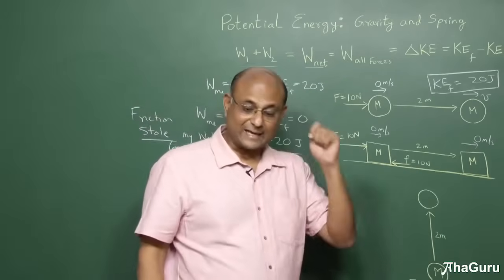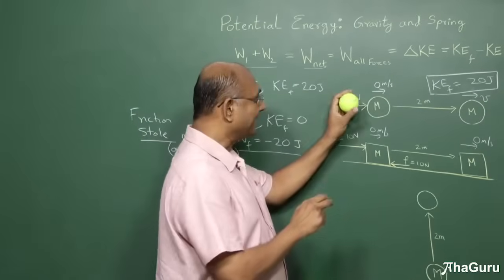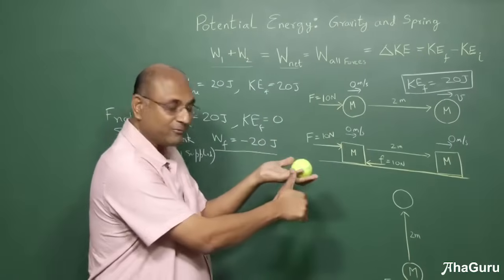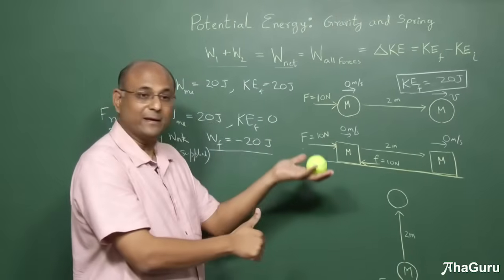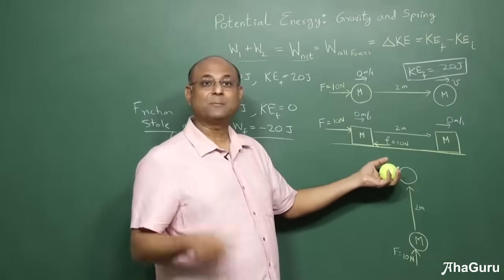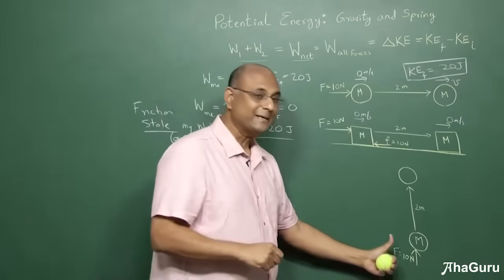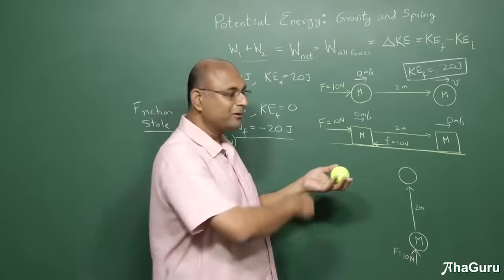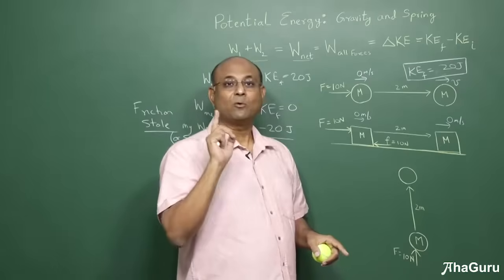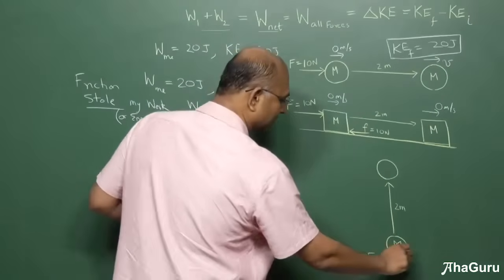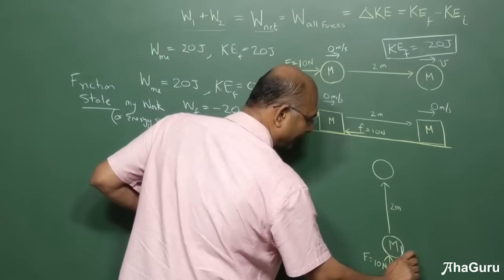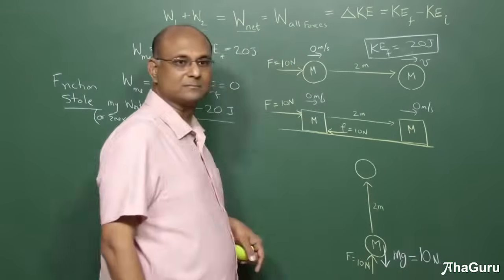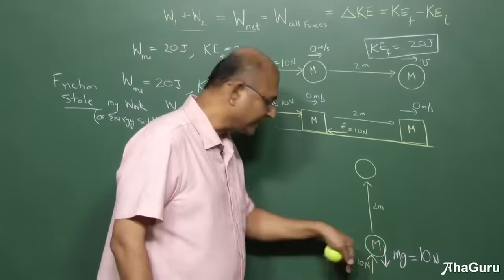Now let us take this other example. Exactly like this, where I was pushing, except now I'm going to push it upwards. So I'm exerting a force upwards and this ball is moving upwards. By how much? By 2 meters. How much force am I exerting? 10 newtons, and I'm doing this very slowly. How am I able to do it very slowly? This must have been a mass of 1 kg. So it has a gravitational force of mg, which is 10 newtons.